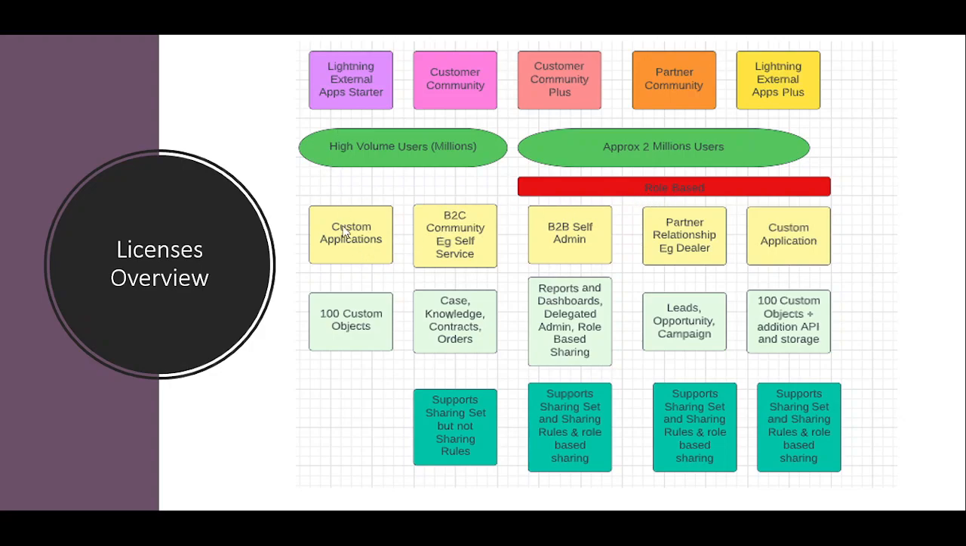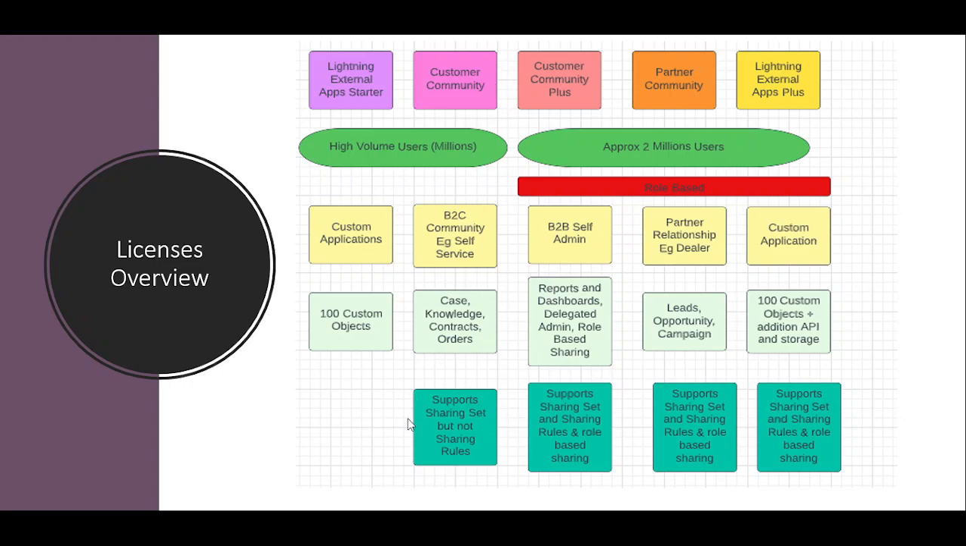So if you see, these are custom applications. This is B2C for customer community, self admin, partner relationship, and custom application. Here we use 100 custom objects for Lightning external app starter, and I also mentioned some API and storage, but they are also used as custom API and storage in Lightning external app plus. But what is the exact difference? We'll see in the next slide. The customer community uses these objects, and reports and dashboards; community plus adds leads, opportunities, and campaigns if you need them; then partner.